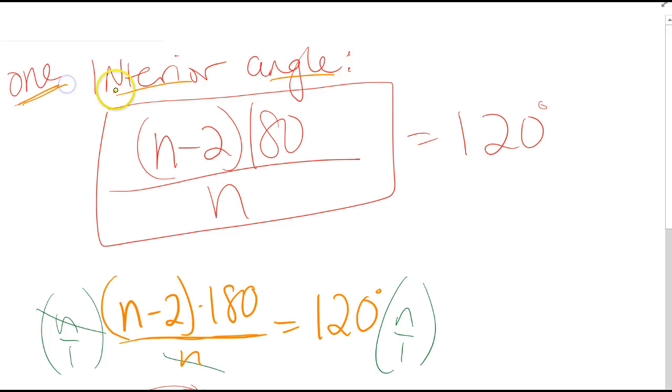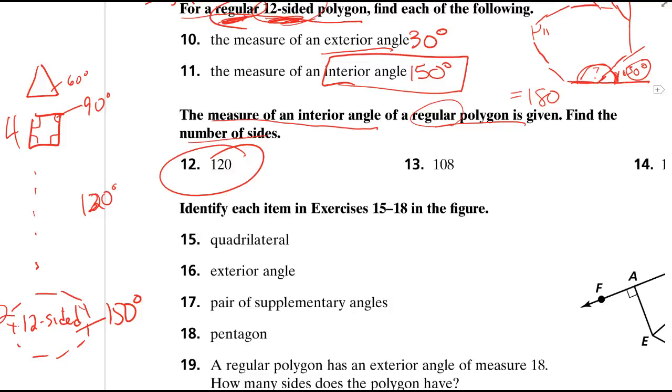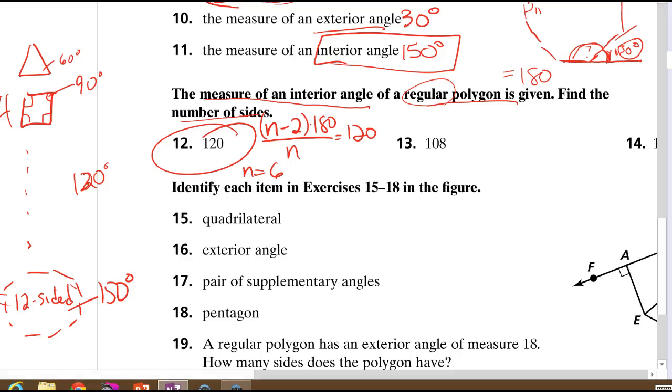Okay, so one interior angle using this formula meant that my n, my number of sides, had to be 6 if each of those single interior angles is 120 degrees. So back to where we were. Here we are, 120. We used, let me write it in here, n minus 2 times 180 divided by n equals 120. Whoops, there you go. So n was 6. So six-sided figures have 120 degree interior angles.